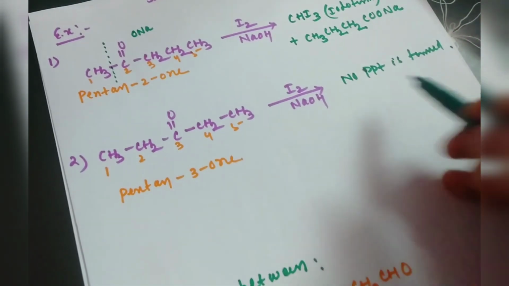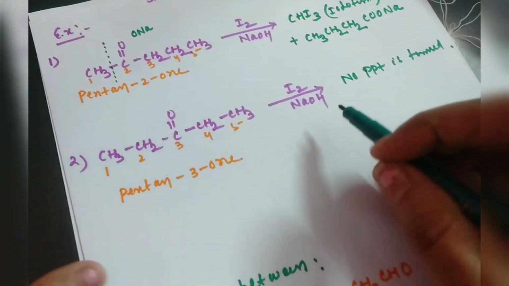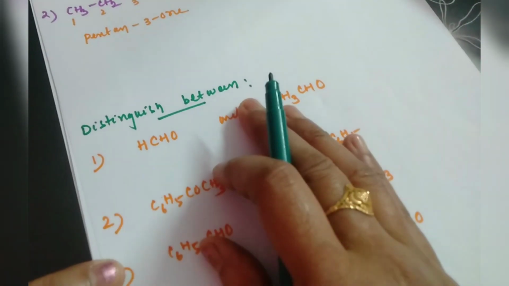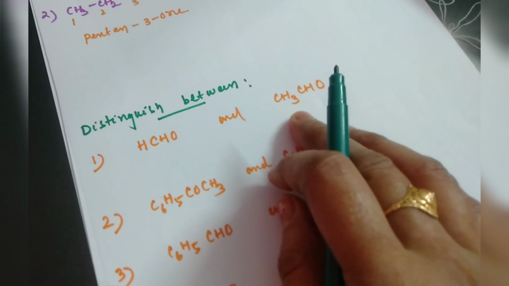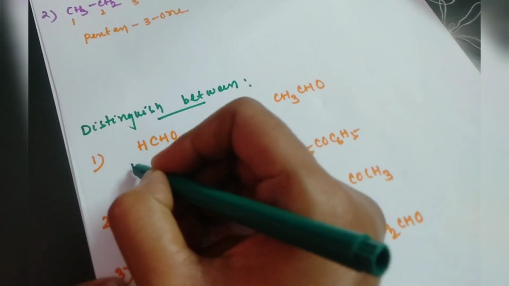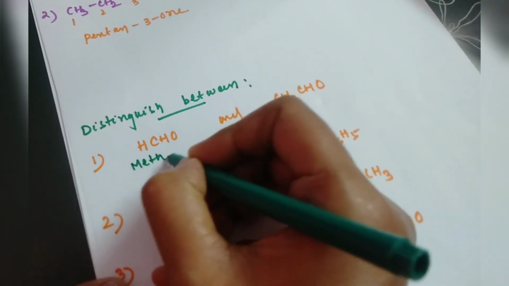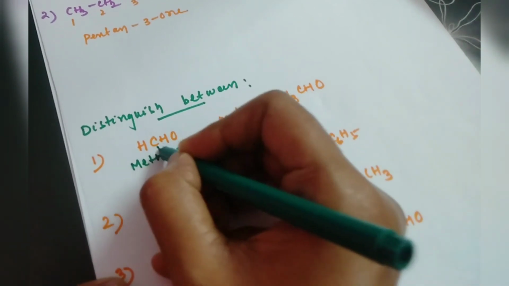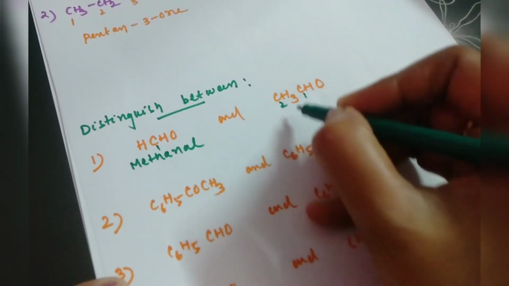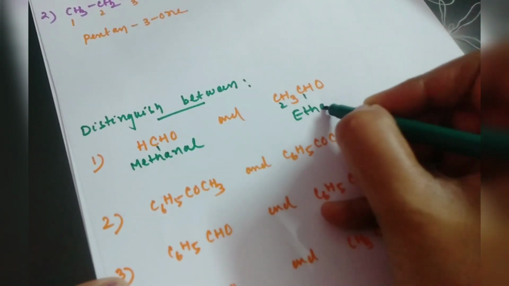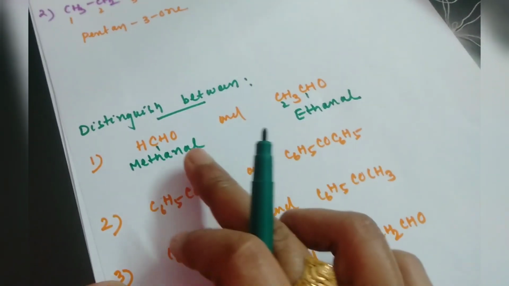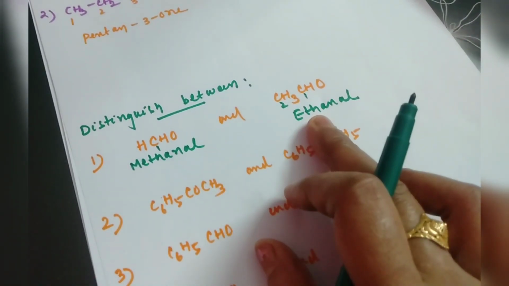No precipitate is formed. That means it will not give the iodoform reaction. So if there are questions like this, you distinguish between formaldehyde and acetaldehyde. What is the IUPAC name of this compound? If I write methanol, because there is one carbon atom, and here this is ethanol. Now tell me, which of these two compounds will give the iodoform reaction?